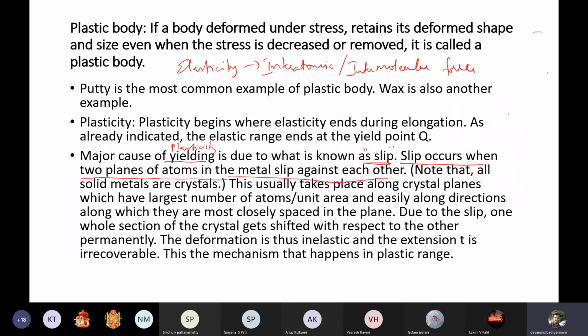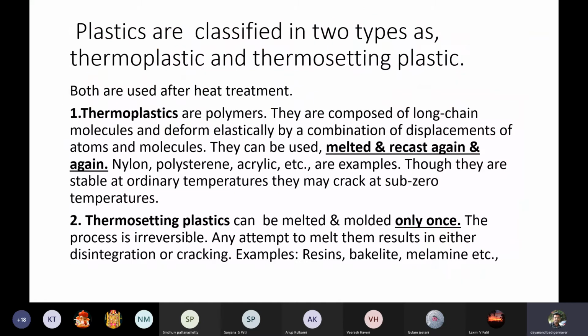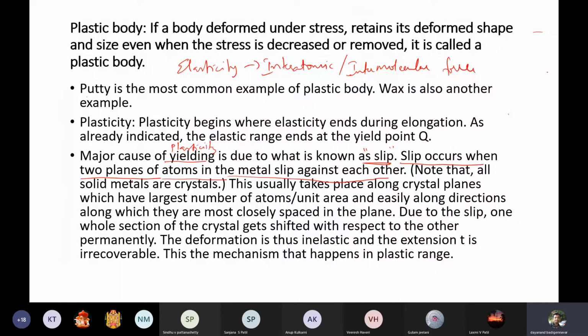What is slip? Slip occurs when two planes of atoms in the metal slip against each other. I told you what movement means, it is slip. They are slipping against each other. This usually takes place along the crystal planes which have the largest number of atoms per unit area. So the slip phenomenon takes place in a direction having the largest number of atoms per unit area, and easily along the direction in which they are most closely spaced in the plane.